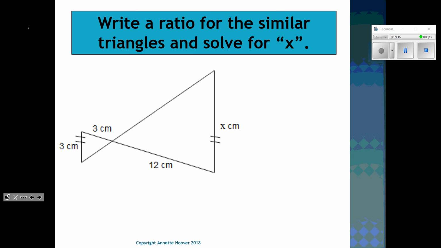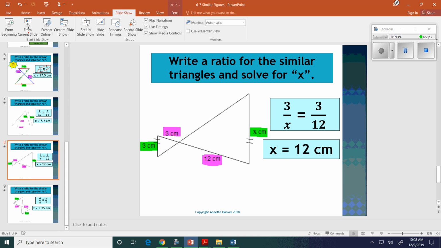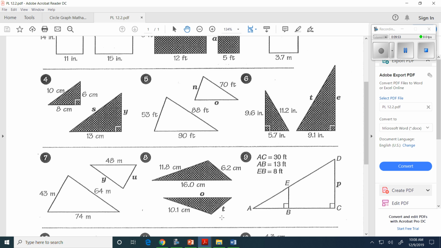Instead of doing this example right here, I'm going to go ahead and pull up the paper that you're doing today. And I'm just going to show you how this paper works. If you notice on number 4 right here, we have two letters. We have a variable of s and we have a variable of y. This makes number 4 have two answers. We have to solve both of them separately. First, we have to find the missing side S, and then we're going to find the missing side Y.